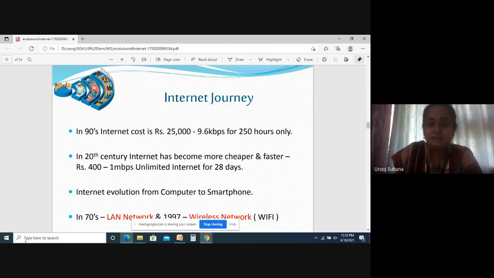Then in the 2000s, internet became cheaper and faster, and rupees 400 was charged for 1 Mbps unlimited internet for 28 days.